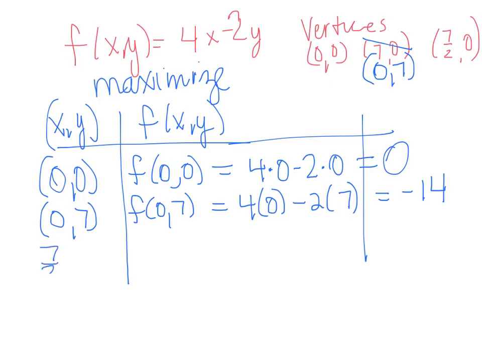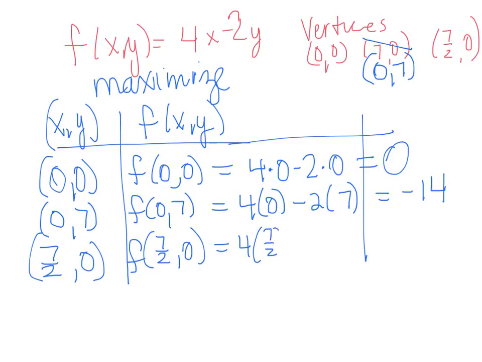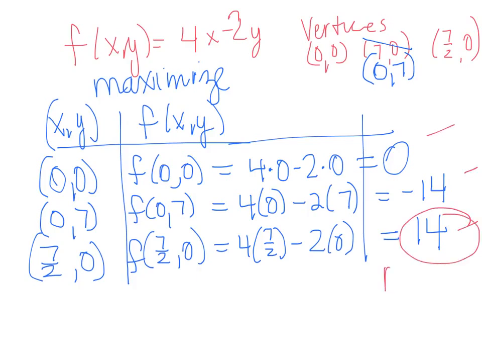Then I have the last one. I have 7/2, 0 as the last vertex. I'll figure out the function when x is 7/2 and y is 0 and get 4 times 7/2 minus 2 times 0. So that becomes, look at that, plus 14. So now you have to ask yourself, which one of these numbers is the largest number? Oh, this one is the maximum value.